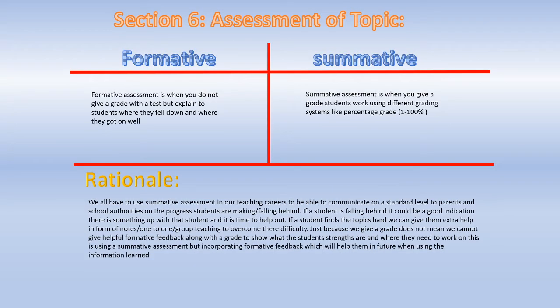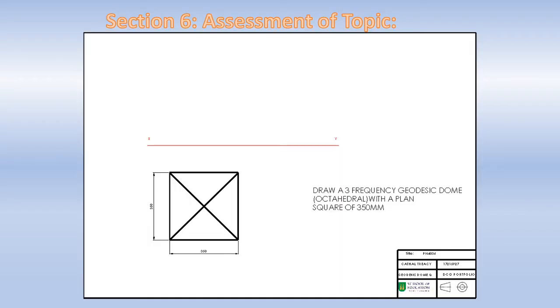So my assessment is a summative assessment, which is given a grade, but also includes formative feedback so that they'll know how to get on better in subsequent topics and when they're completing this for their leaving cert or when they're doing notes or revision. So it's just: draw a 3-frequency geodesic dome with a plan square of 350 millimeters.